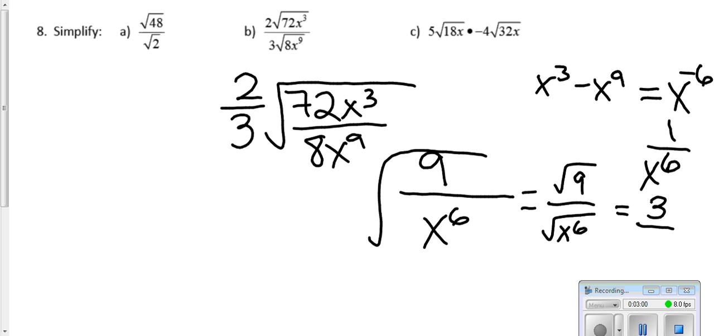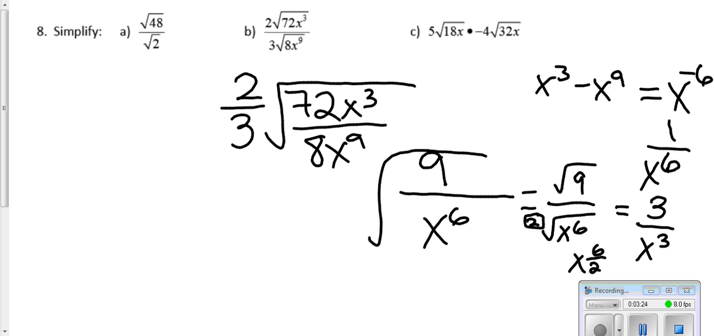And then the square root of x to the 6, remember when we are taking the square root, we can do the exponent over the index. If we don't see an index, it's automatically 2. So 6 divided by 2 reduces to 3. So we can take x cubed outside of the radical. So our simplified answer would be this.